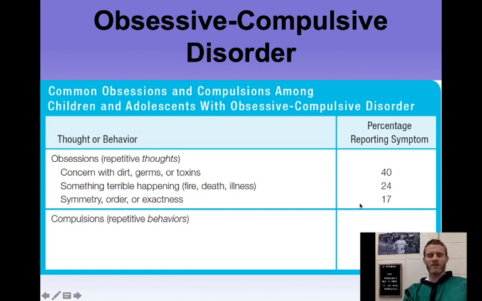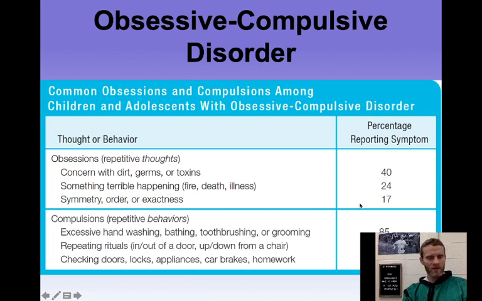Okay, what are the behaviors? Well, like I said, a lot of times the behaviors are going to match up with the obsessions. So if you have a concern for dirt, germs, and toxins as the number one obsession, what do you think the number one compulsion that's reported is going to be? Excessive hand washing, right? Bathing, toothbrushing, or grooming. So, yeah, those are some obsession and compulsion examples.